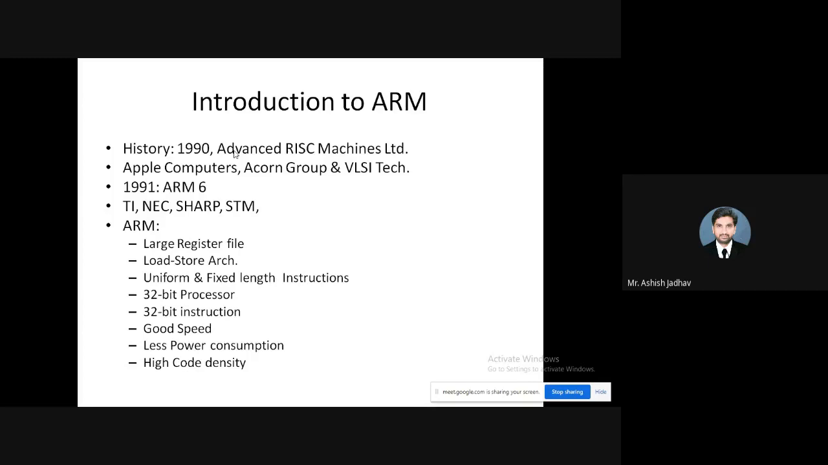Now, what are the significant features of ARM? It has a large register file. That means the temporary registers are more. You can see 16 temporary registers. Then we have the load and store architecture. As I told you during the instructions, there are a lot of load options and store options. So you can do a lot of things with this load and store architecture: LDM, LDMIA, LDMDB, STM, STMIA, STMDB. A lot of instructions are there with respect to load and store.